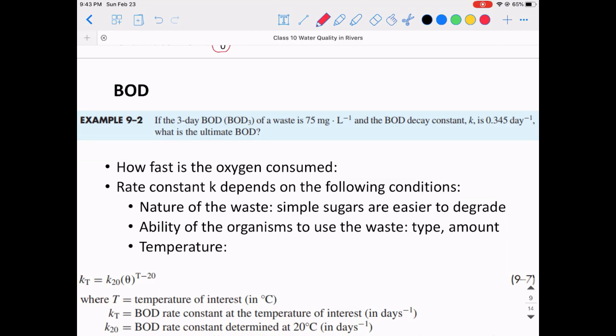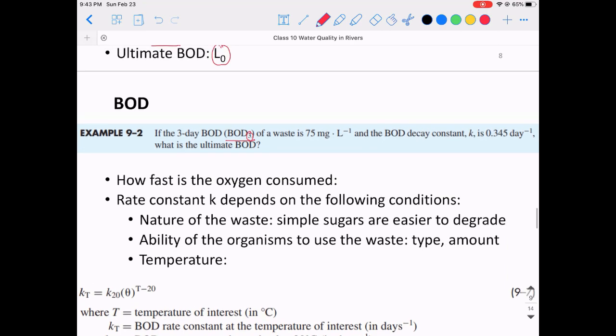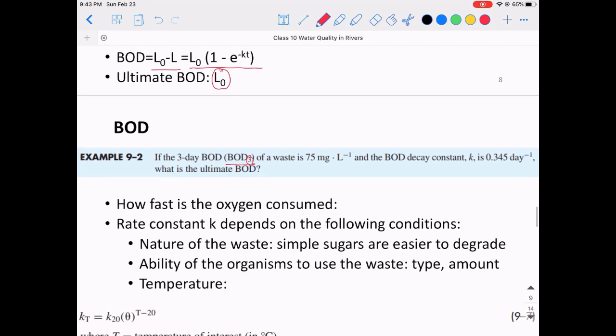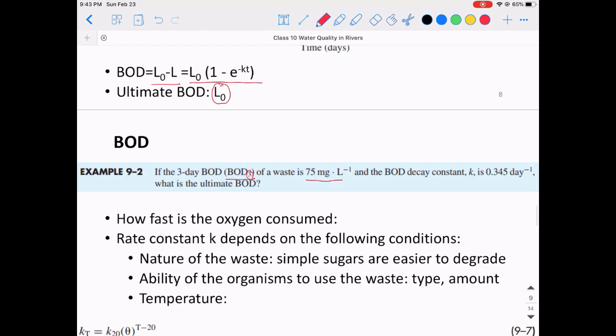For example, if we know there's a 3-day BOD, called BOD3, we typically add a subscript following the BOD to represent how many days, or what time, has elapsed. So if the BOD3 of a waste is 75 milligrams per liter, and the BOD decay constant, which is K here, is 0.345 per day, what is the ultimate BOD?